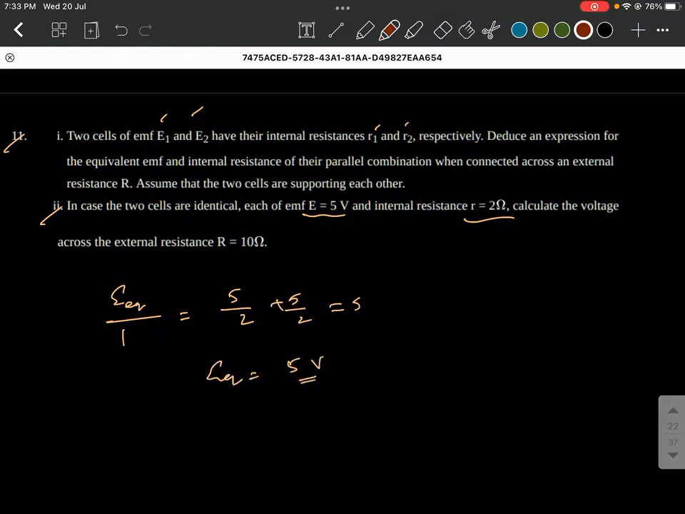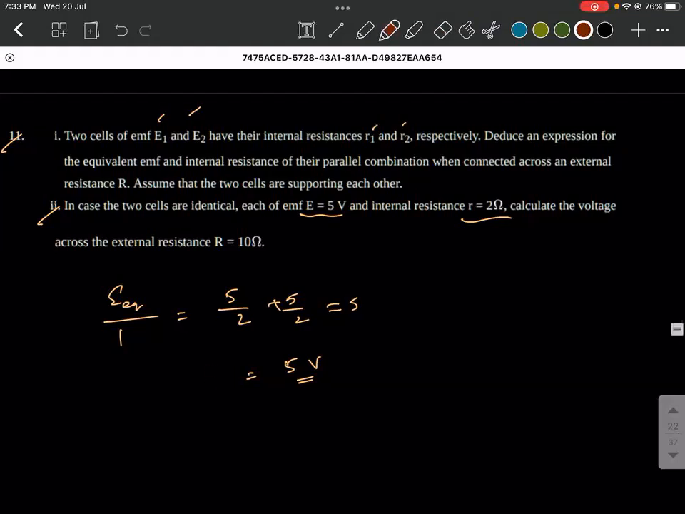Did you understand what I did? I just applied that formula. E equivalent divided by R equivalent is equal to E1 by R1 plus E2 by R2. E equivalent is what we need to find. R equivalent is 1, because both are identical resistors. If identical resistors are connected in parallel, the value will become r by n, which is 1, that is equal to 5 by 2 plus 5 by 2, which will give you 5. So E equivalent is equal to 5 volts.